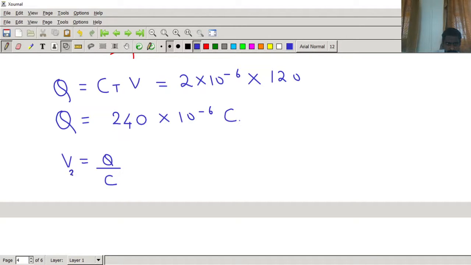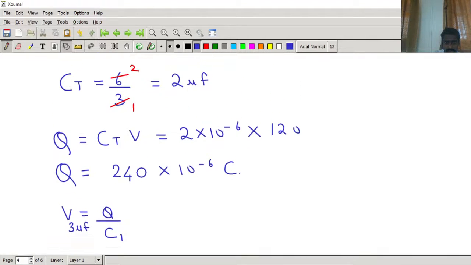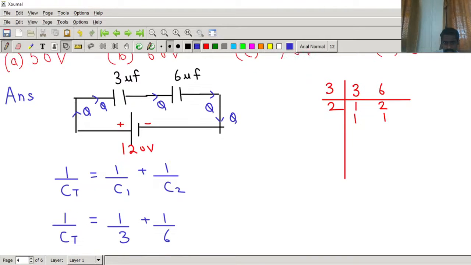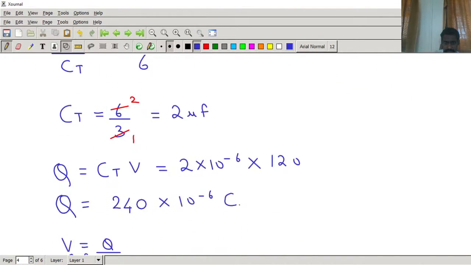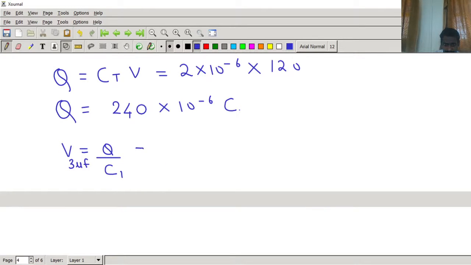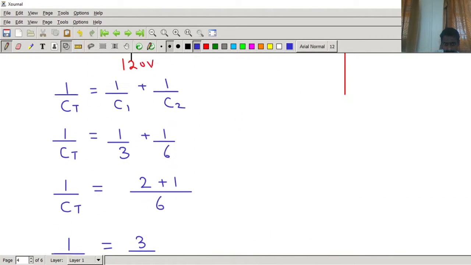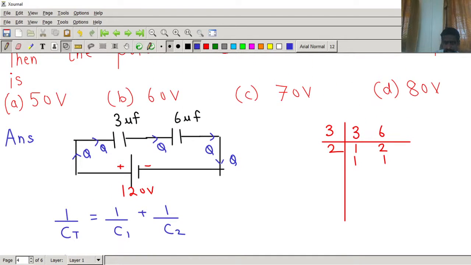So the potential difference across the 3 microfarad capacitor is going to be whatever charge is flowing in the circuit divided by the capacitance of that first capacitor. That is given to us as 3 microfarad. The total charge will be 240 into 10 raised to power minus 6 coulomb, which is given to us in microcoulomb.